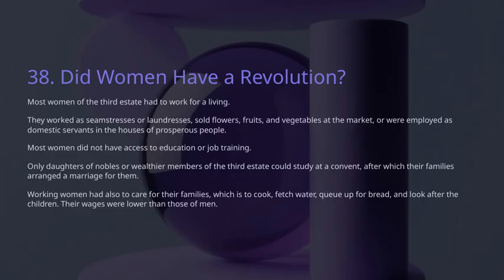They were responsible for cooking, fetching water, standing in line for bread, and caring for their children. And unfortunately, their wages were lower than what men earned. All of this highlights how limited their roles and opportunities were, even during times of social upheaval. It really connects to the overall theme of the presentation, showing how the social structure affected different groups differently, and how women's roles were often dictated by economic and social constraints.